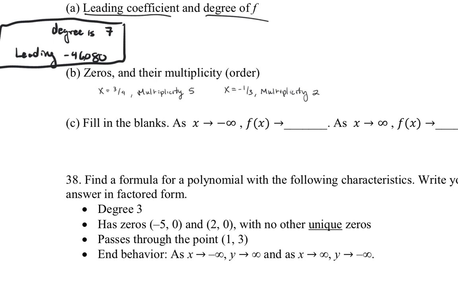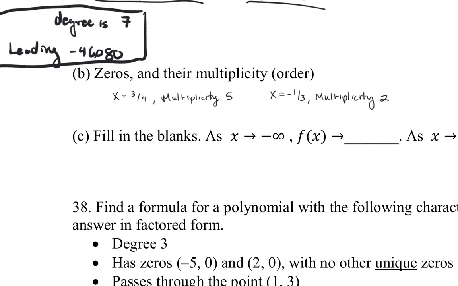Moving on, we want to fill in the blanks. So as x goes to negative infinity, what is f of x going to go to? So what really impacts us the most here is going to be our leading coefficient and the degree that we found earlier. Those are going to be the most impactful portions of this. So our leading coefficient, again, is negative 46,000, times x to the 7th.